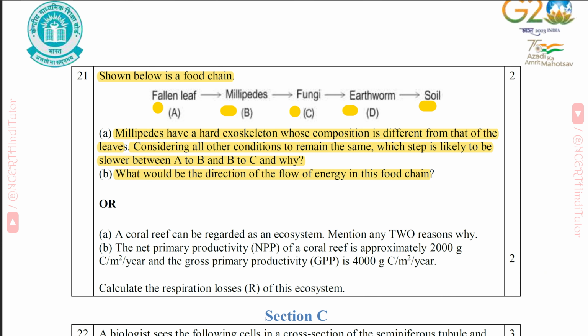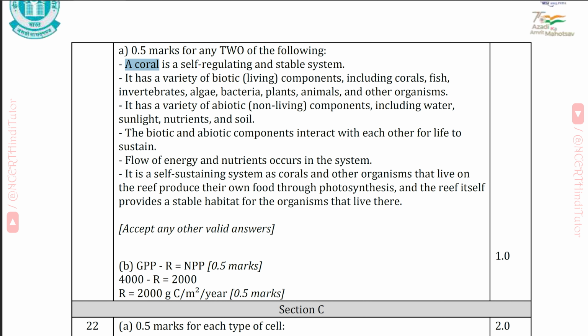Or A coral reef can be regarded as an ecosystem. Mention any two reasons why. Answer. A coral reef is a self-regulating and stable system. It has a variety of biotic, living components including corals, fish, invertebrates, algae, bacteria, plants, animals and other organisms. It has a variety of abiotic, non-living components including water, sunlight, nutrients and soil.